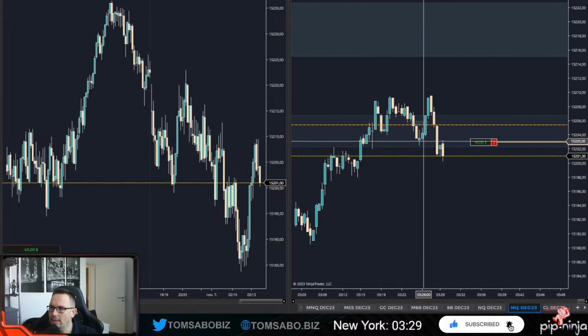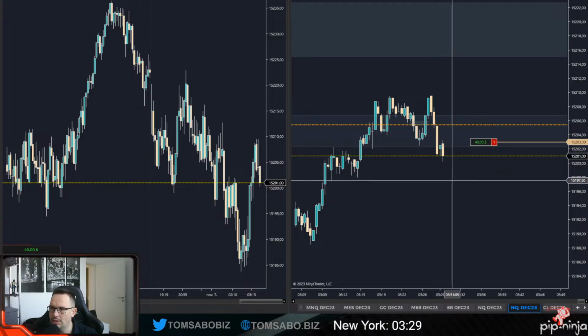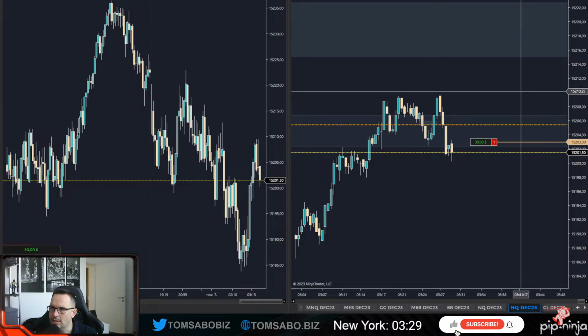I did not need the limit order because we closed with the bullish candle, so I just entered the market order. If I get slipped with a few ticks, that doesn't really matter.